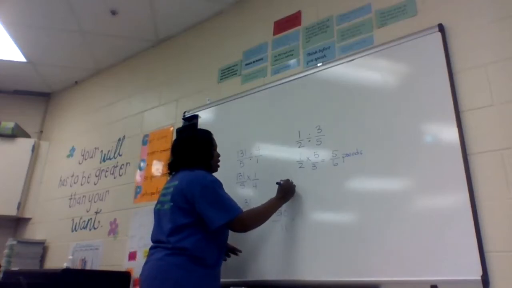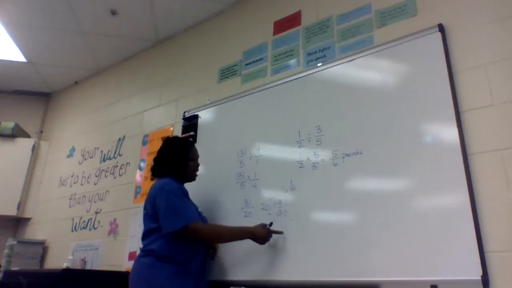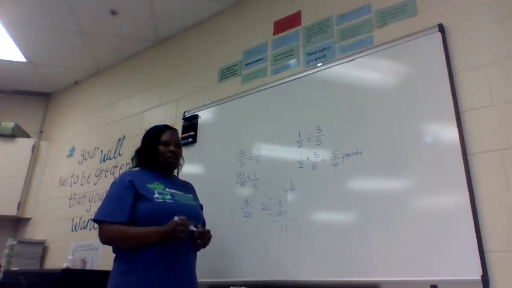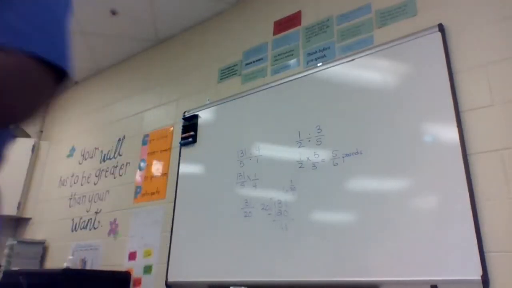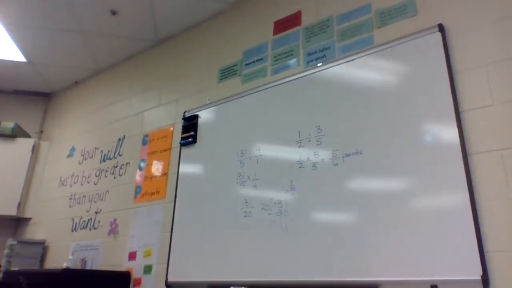So 6 and 11/20. Because I got 11 left over out of the 20. So 6 and 11/20. That's how many miles they're gonna run. 6 and 11/20. So make sure you write the problem down all the way so that you can have the correct answer on your paper.